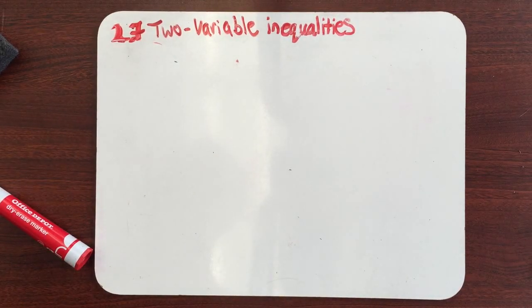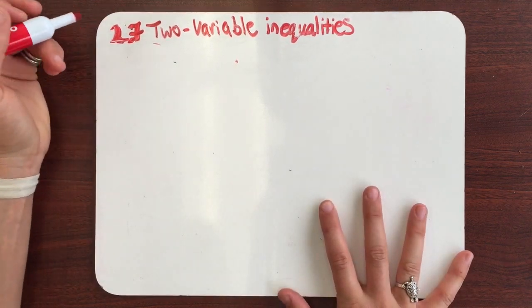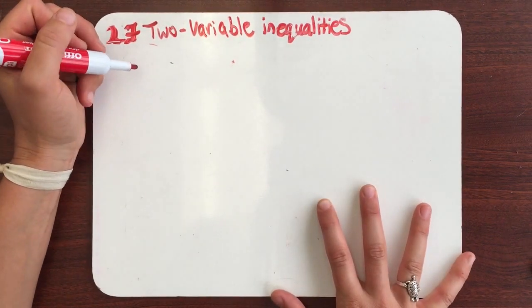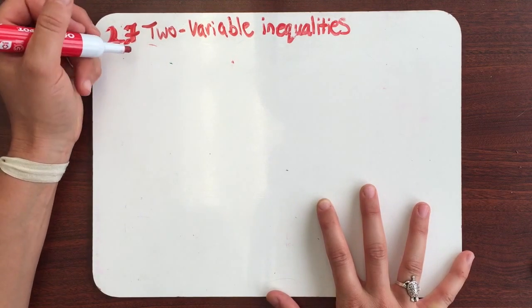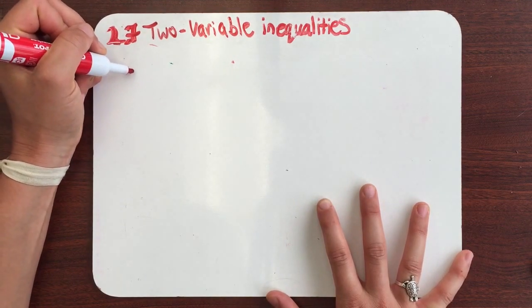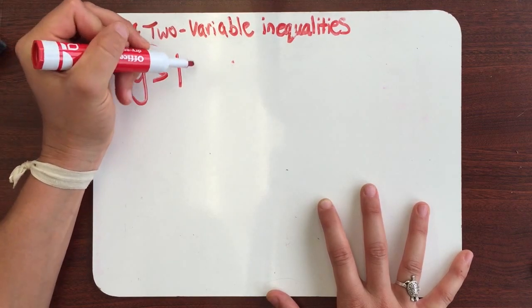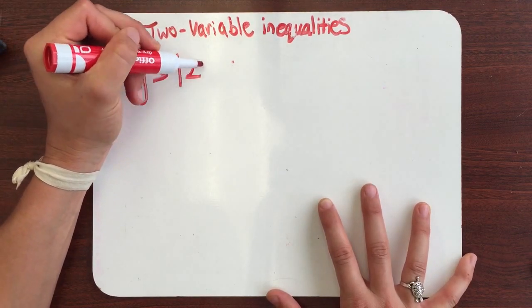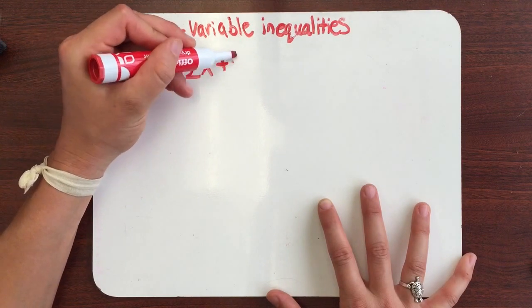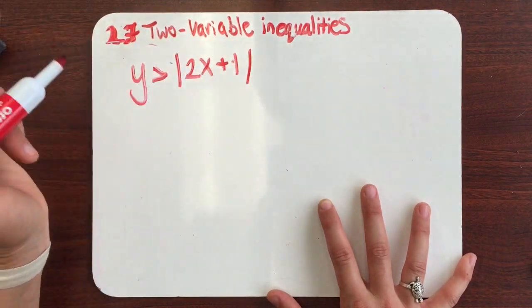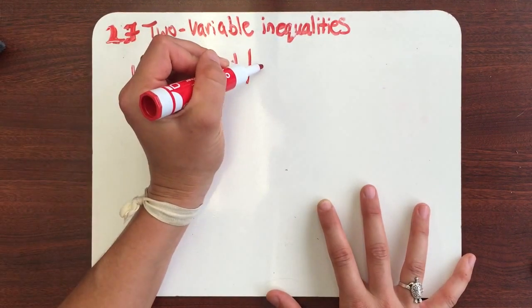Okay, this is continuing with 2.72 variable inequalities, but now we're going to graph an absolute value inequality. So let's say we have y is greater than the absolute value of 2x plus 1, close your absolute value, minus 3.